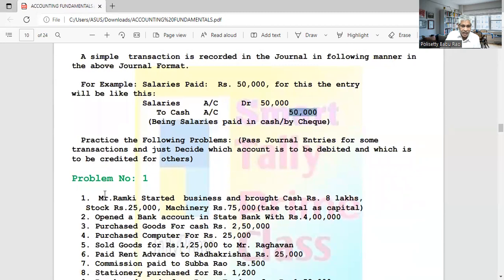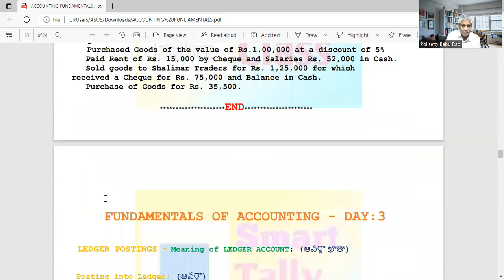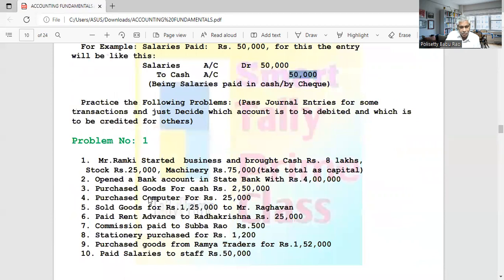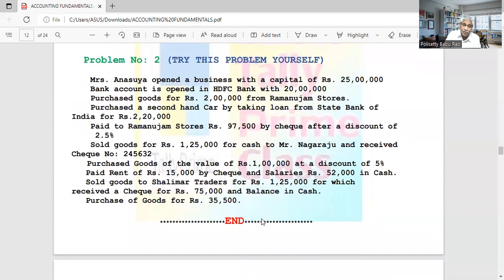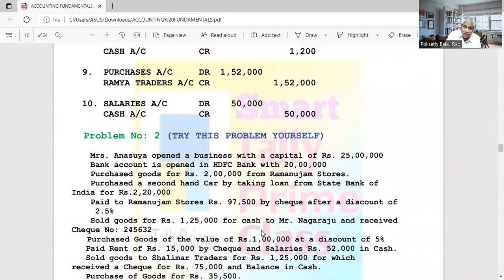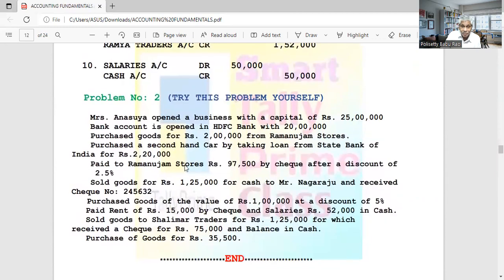So here I have given two practical problems. One practical problem I have given with the solution also. The second practical problem I have given, try this problem yourself. In the second one, there are two or three places where you will get some doubt. You cannot understand those. So first you try that. Except for those, the others you will get. That I will tell in the next class. But all other entries you should get correct.